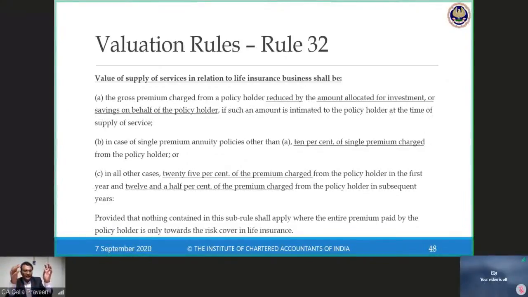Point number C, in all other cases, 25% of the premium for the first year and 12.5% for the second year shall be called my value of supply.